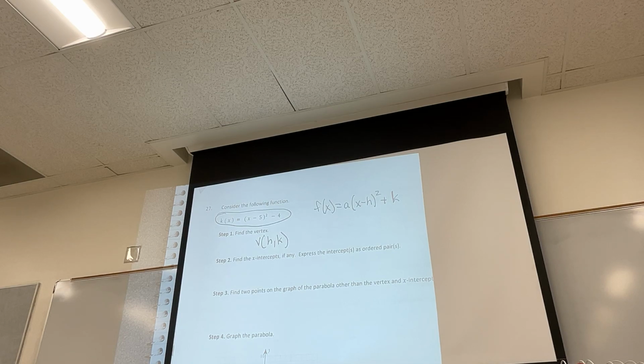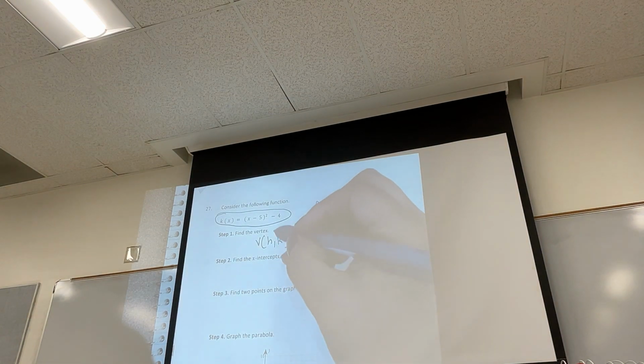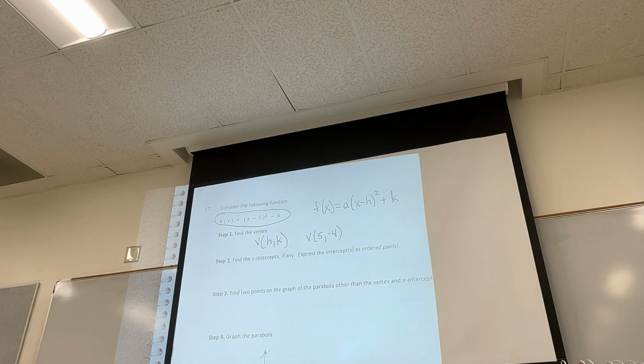What is our h? Positive 5. All right, we got that. 5. What's our k? Negative 4 is not in a symbol, so we leave it as a negative 4. That's our vertex.